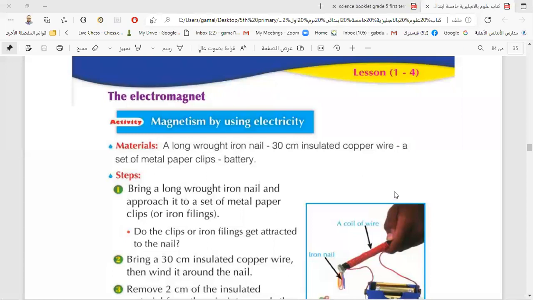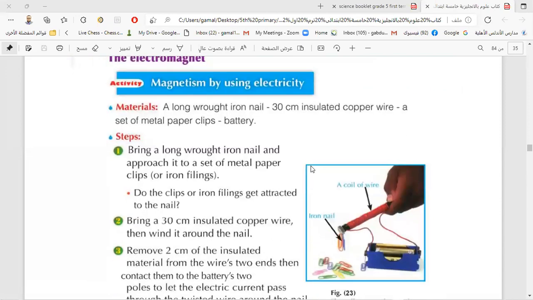Okay? You remember that there is a relation between electric energy and magnetic energy. This means that we can change the electric energy into magnetic energy. As you see here in the electromagnet, we can make a magnet. We can make an artificial magnet by using the electric current.